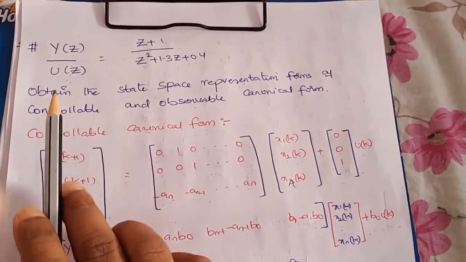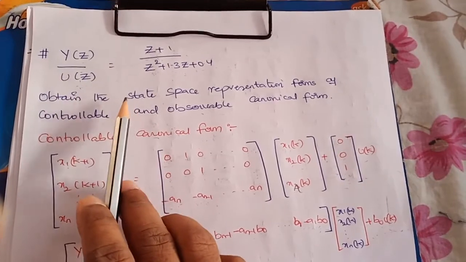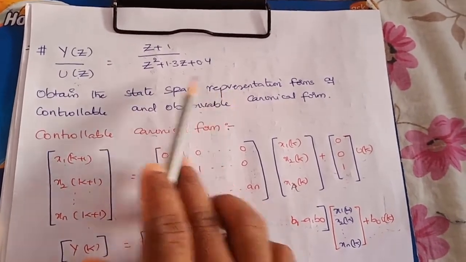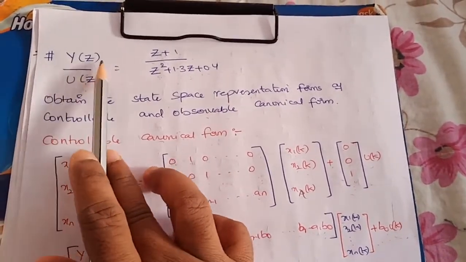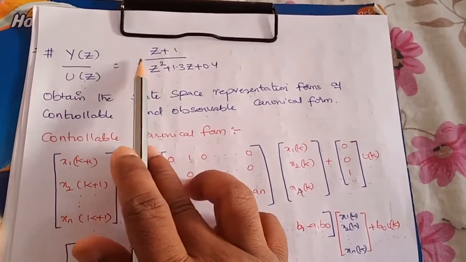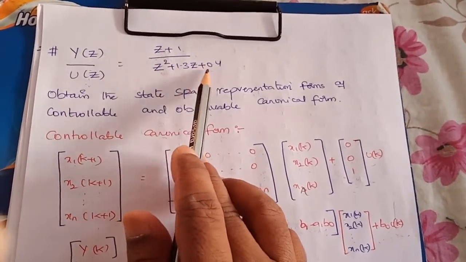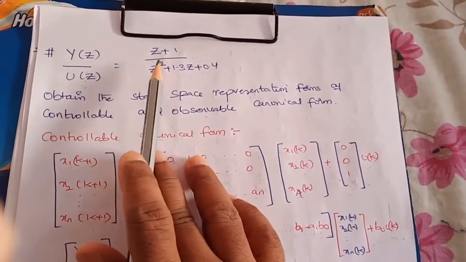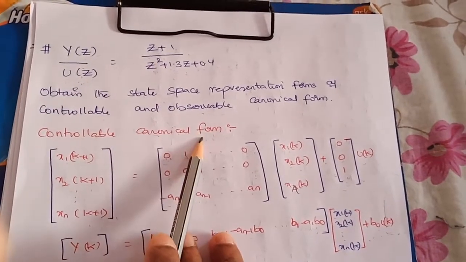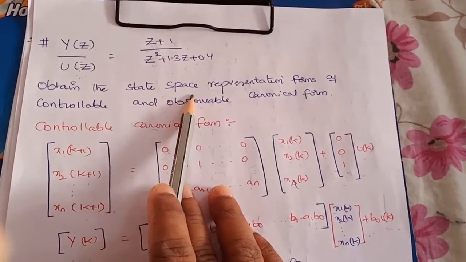In today's class, we are going to discuss the problem based on controllable canonical form. For a given transfer function Y(z)/U(z), we have to obtain the state space representation. The given question is Y(z)/U(z) = (z + 1)/(z² + 1.3z + 0.4). For this transfer function, we have to find the controllable canonical form and its state space representation.